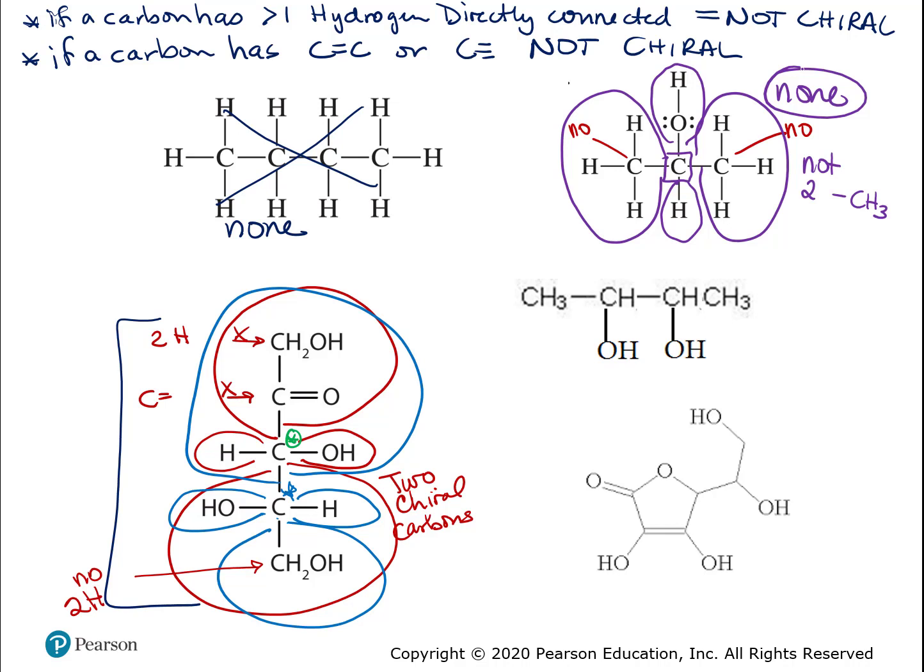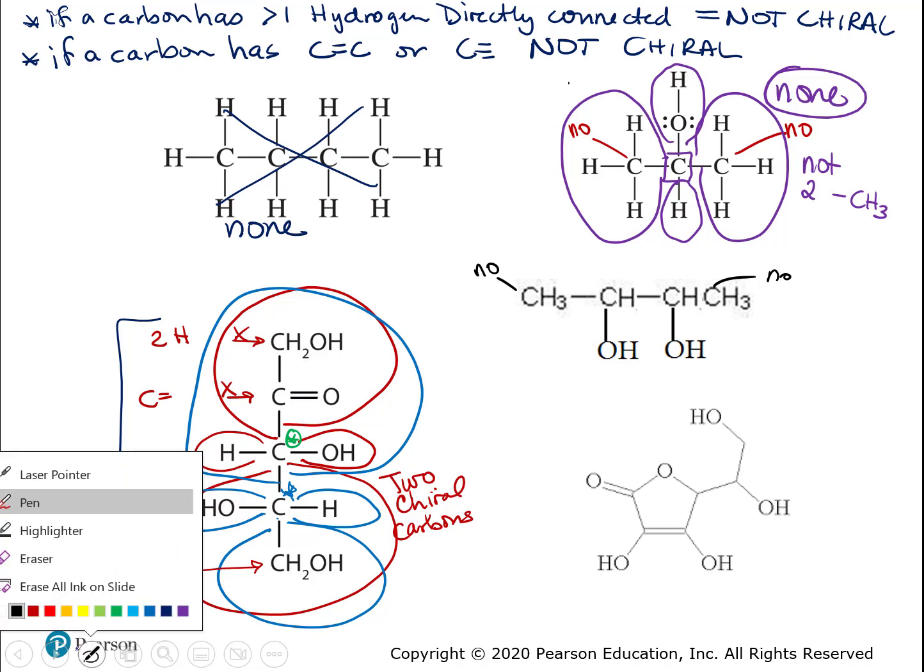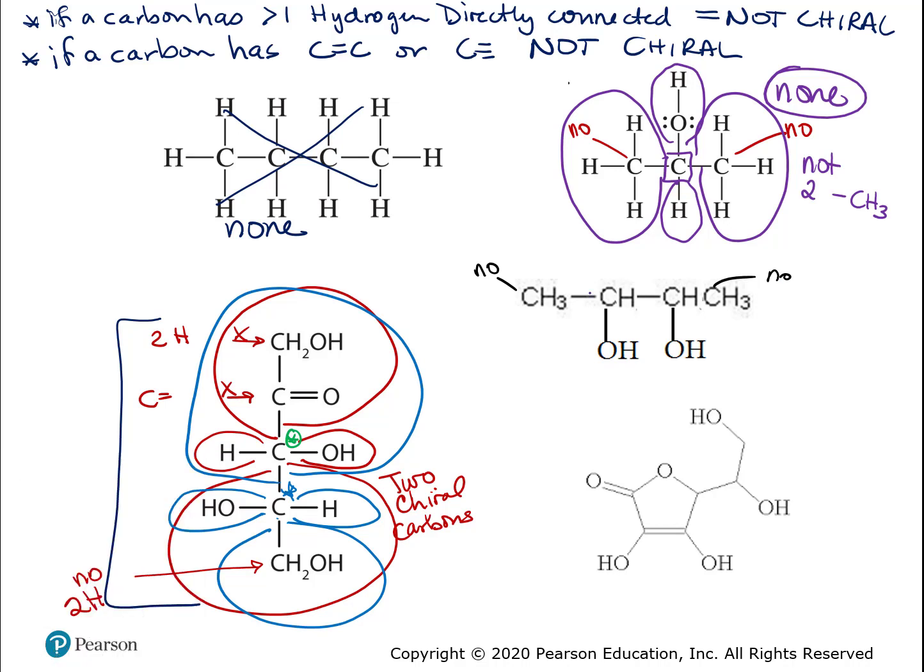So let's do the CH3, CH, CH, CH3. So what do you know about the end ones? Yeah, those are the easy ones, right? So this is a no, and this is a no, because anytime you see CH2 or CH3, you know that can't be chiral. So now I just have to look at those middle ones. So what do you think? They look the same, but is this chiral?